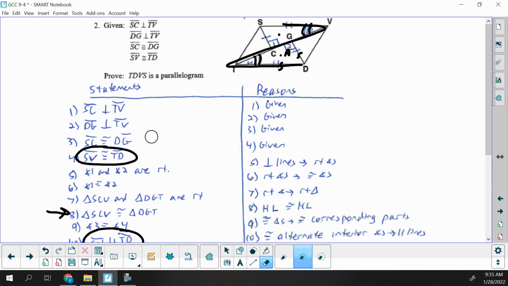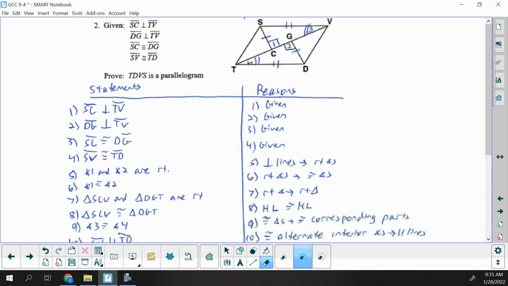Going to the second one. On our givens, we were given one of the set of opposite sides, SV and TD, congruent. So that rules out both pairs of opposite sides parallel. Based on our other givens, we have a set of sides in that triangle. We have perpendicular lines, which we can do right angles. Right angles implies right triangles. And now we have 3 things in these triangles. But it's side-side-angle, which normally doesn't work.